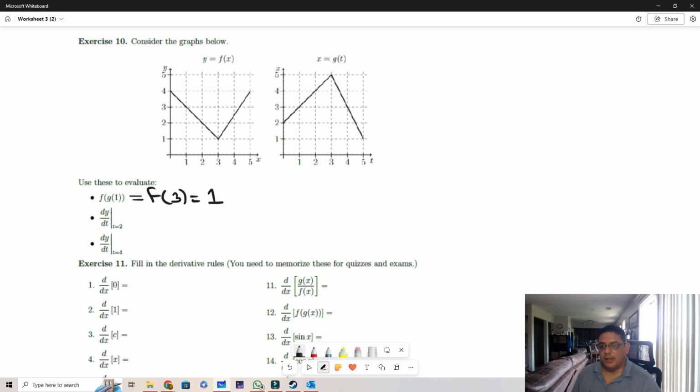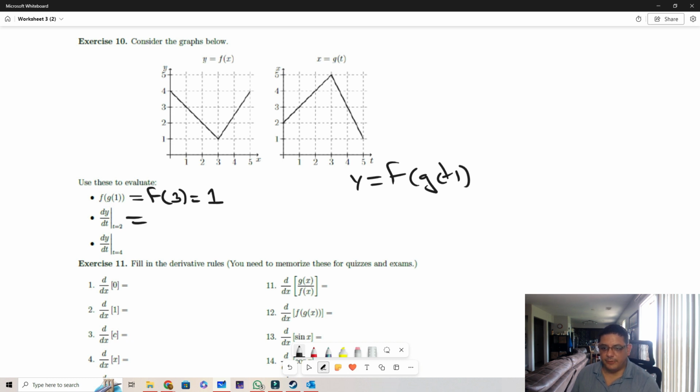Now, if we are considering that y is equal to f of x and x is equal to g of t, when we're considering y, we're considering really the function f of g of t. So if we're doing here dy/dt, this is the chain rule.